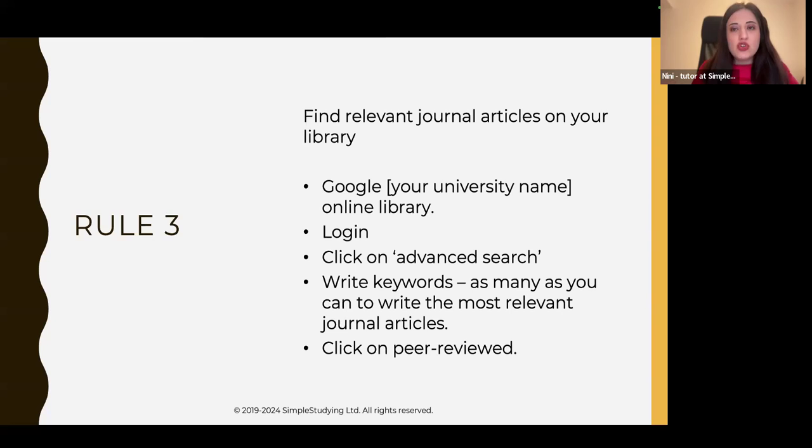First would be to Google your university name plus online library. Then you log in. You have to click on advanced search. Then you have to write keywords, as many as you can, to get the most relevant journal articles, and make sure that you click on peer-reviewed journal articles. There is a filter that says peer-reviewed, and that has to be clicked.